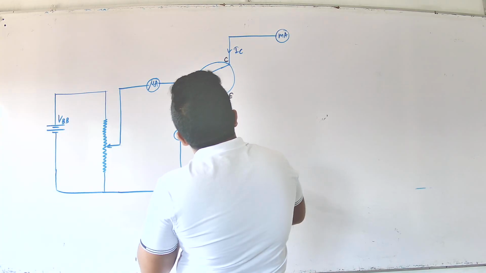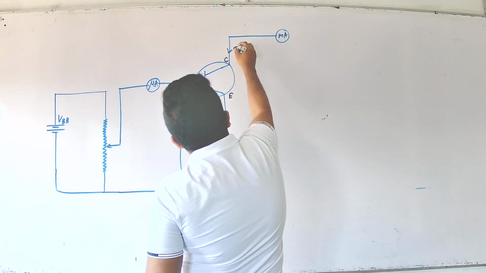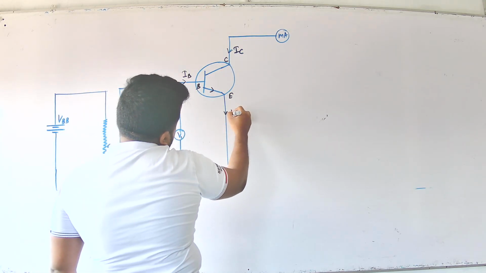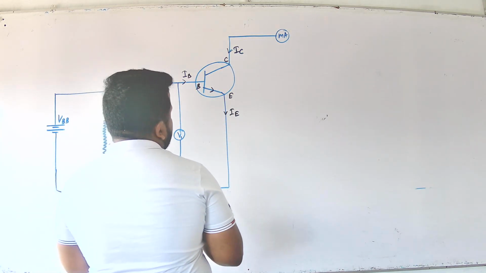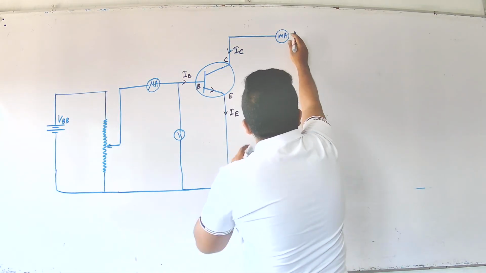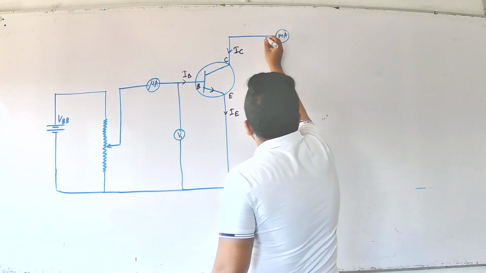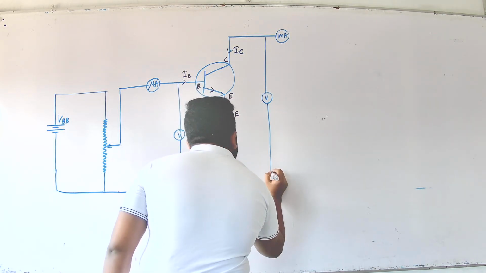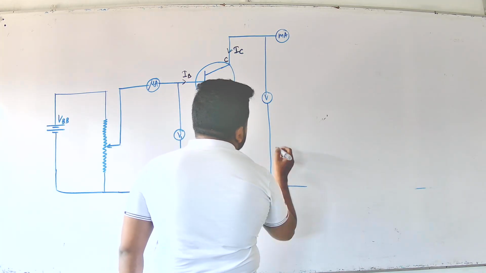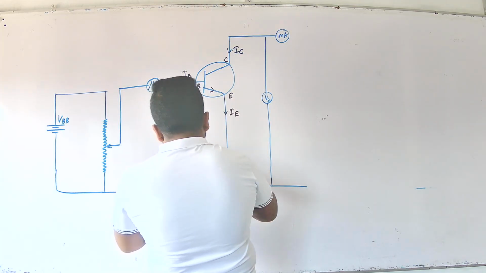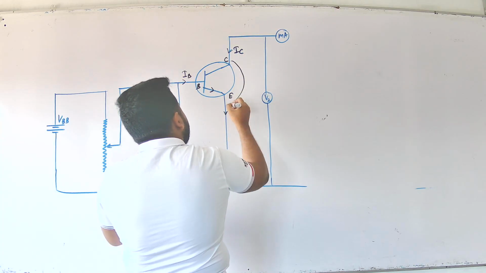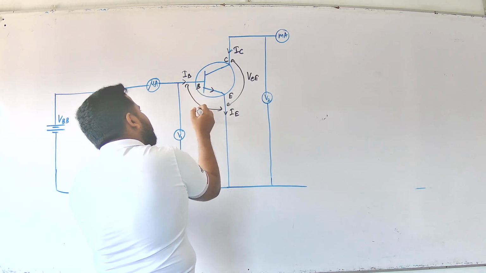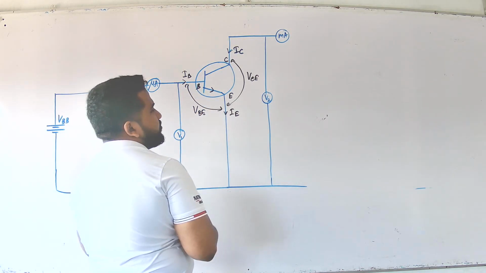So I will mark the current IC coming towards this, IB coming to this, then IE going towards this. So we are not taking the IE reading. Then we are taking the measurement using the voltmeter. This is to identify VCE. We are using this voltmeter. VCE, VBE.